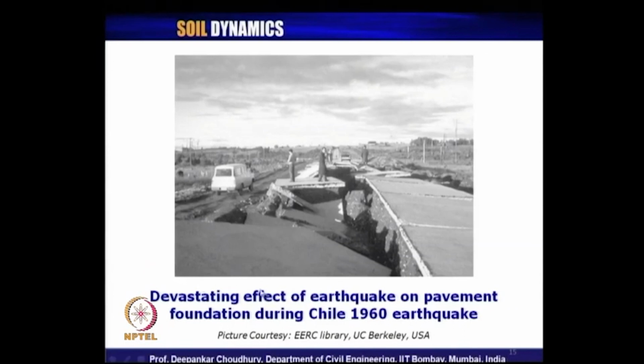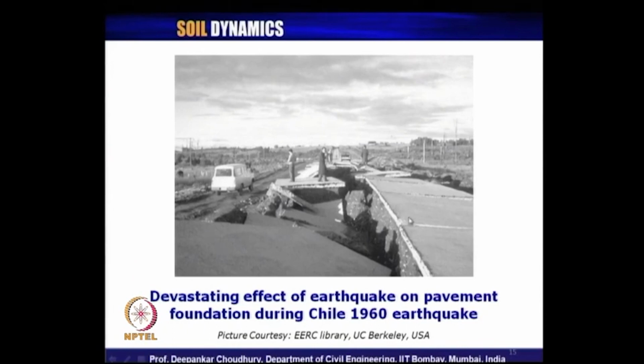Another devastating effect: this picture shows the effect of earthquake on pavement foundation failure during the 1960 Chile earthquake. This picture is also taken from the EERC library of UC Berkeley. We can see there is huge differential settlement of the two parts of the pavement subgrade material, which is basically a soil material. So, the subgrade failure has occurred during the earthquake.